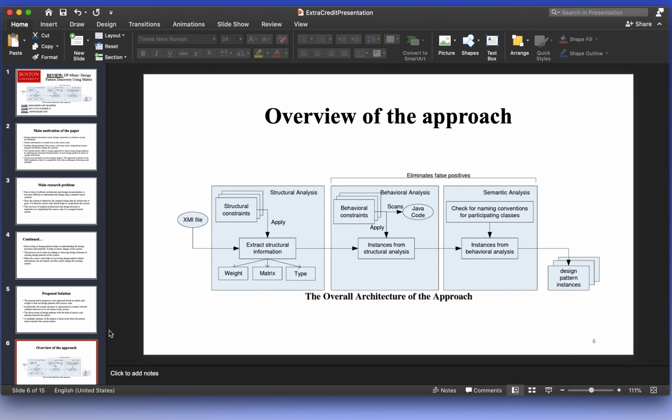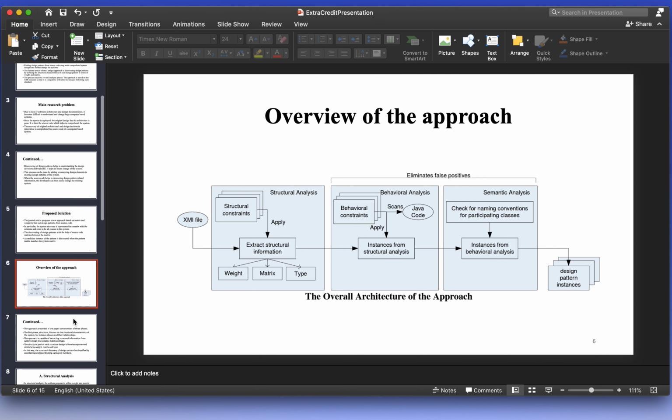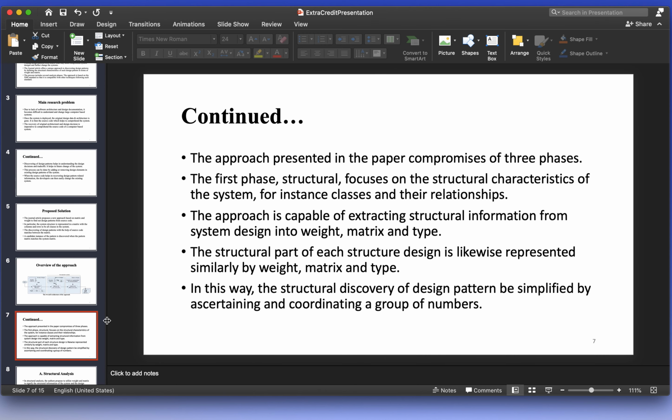This picture presents the overall architecture of the approach. The approach presented in the paper comprises three phases. The first phase, structural phase, focuses on the structural characteristic of the system. For instance, classes and their relationships.